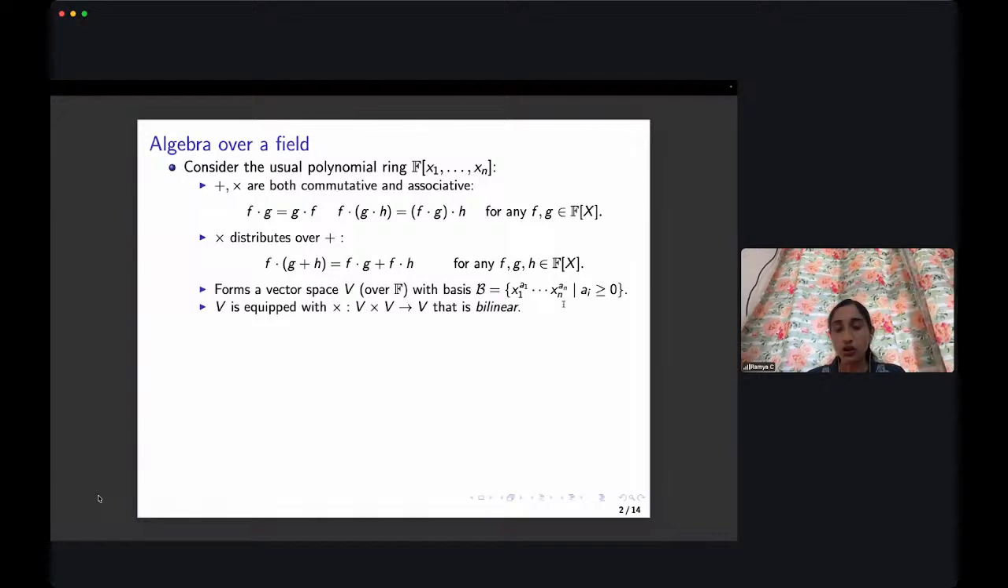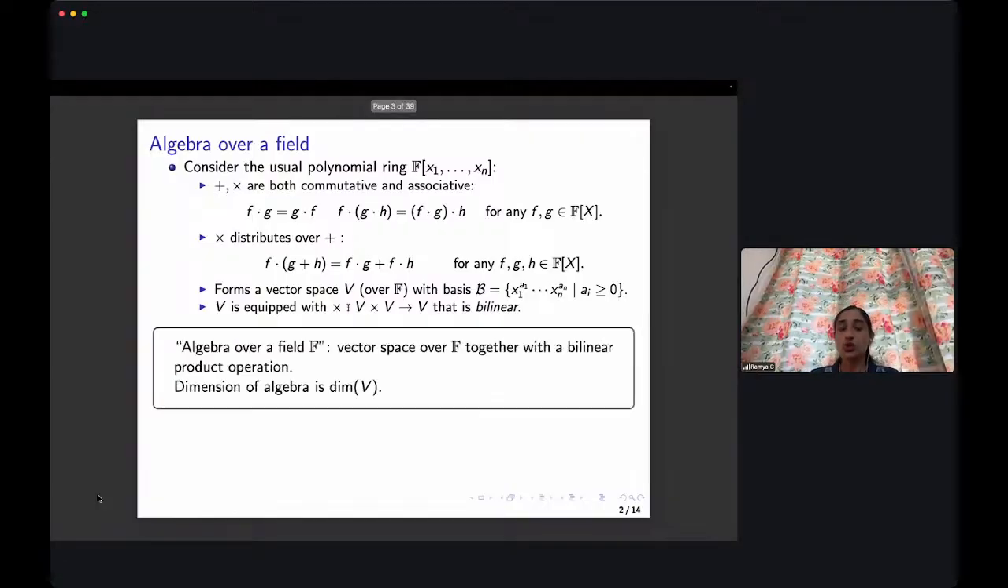And polynomial multiplication, you can think of as this vector space being equipped with a product operation, which is polynomial multiplication, and it is a bilinear operation. So it's linear in each of its arguments. And this just follows because product distributes over addition. So this kind of a vector space together with a bilinear product operation is called an algebra over a field. And the dimension of the algebra is the dimension of the underlying vector space.